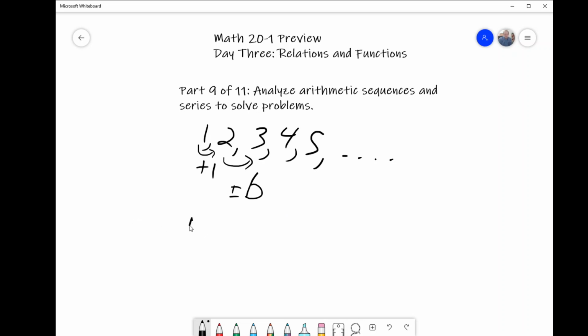If you then take all of the numbers in this sequence, well, all of them, and add them up, well, then you have a series.